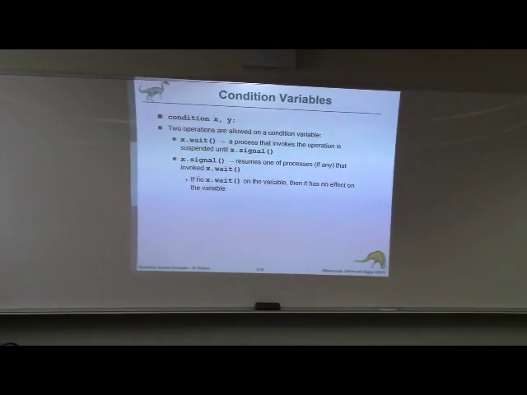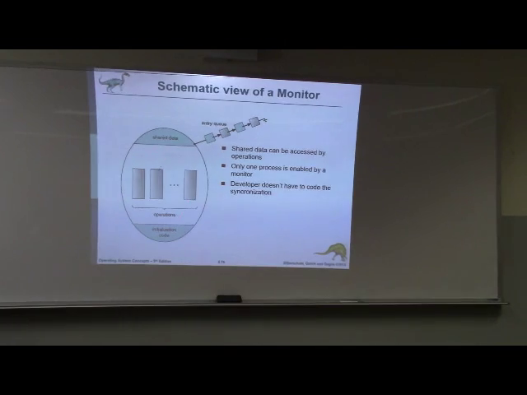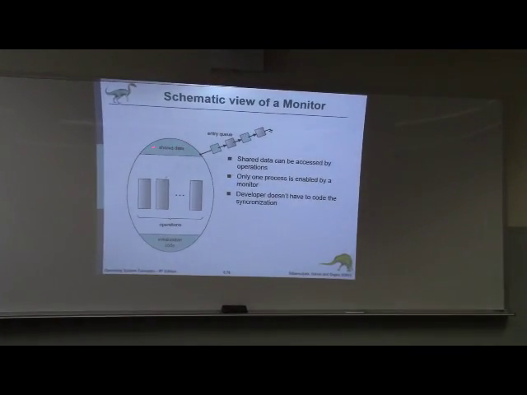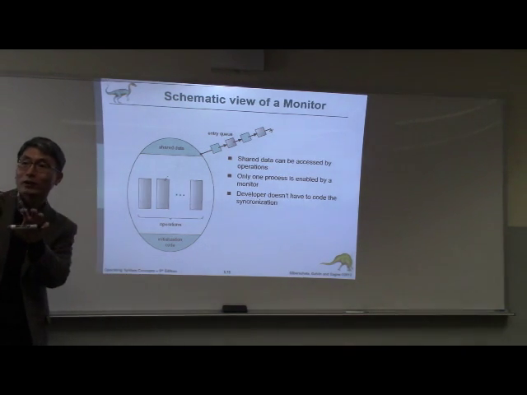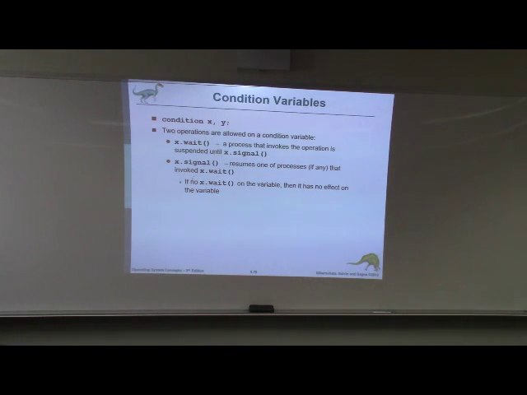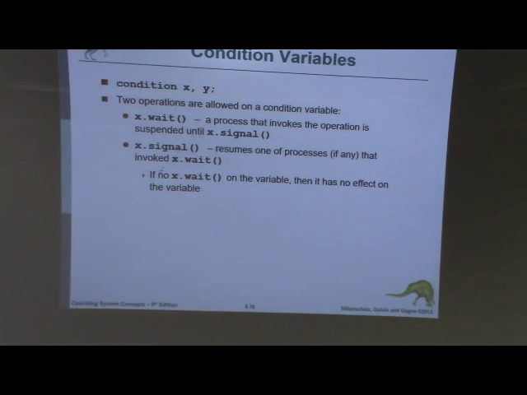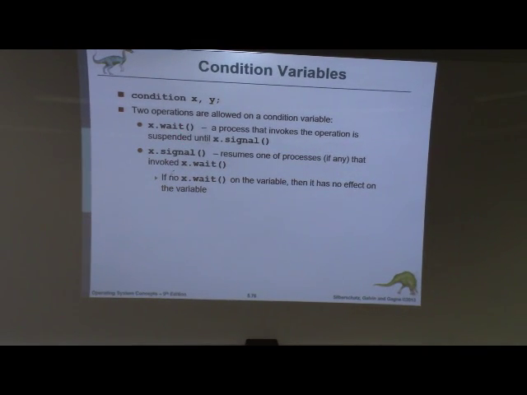So to do that, we have variables inside the monitor. By the way, the monitor has three parts: the shared data and their operations. Then the developer focuses on the operation, read or write or whatever. Then the initialization code. In this structure, there are two kinds of variables. One is the condition variable. Each variable has two operations, wait and signal.